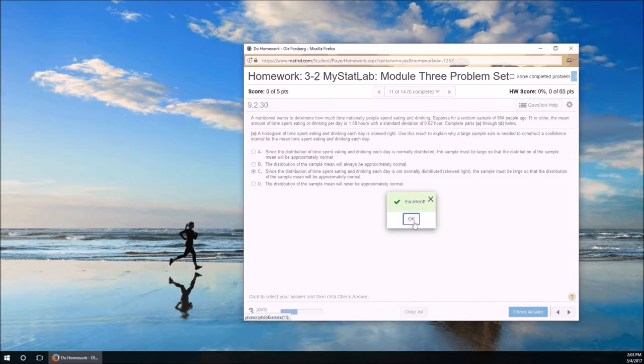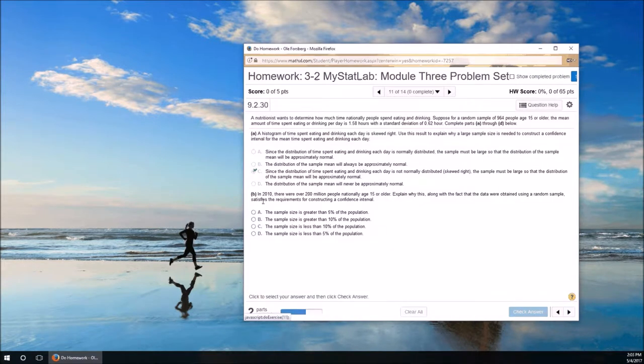In 2010, there were over 200 million people nationally age 15 or older. So little n, our sample size, is 964. Big N, the population, is 200 million. The sample size is pretty small compared to the population size. However, it doesn't matter. It's not how big the sample size is in relation to the population, it's how big the sample size is, period. And a large sample size gives us an awful lot of information.